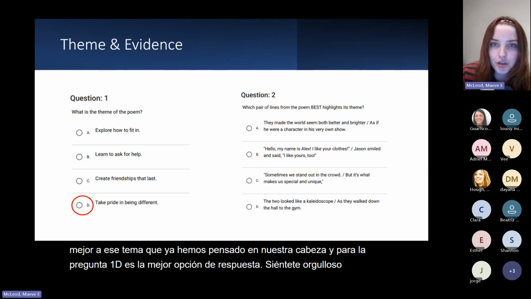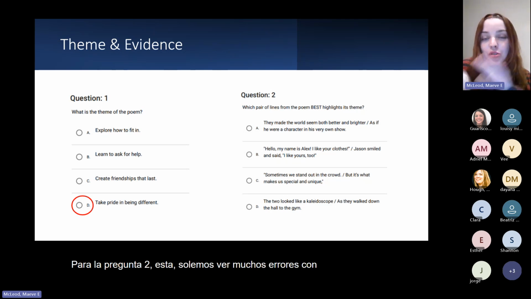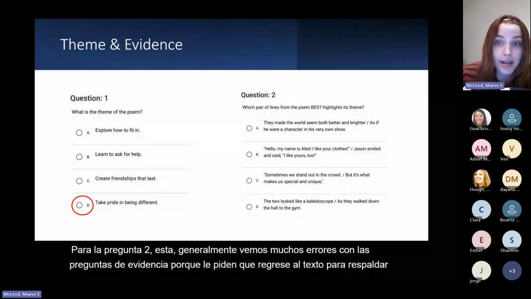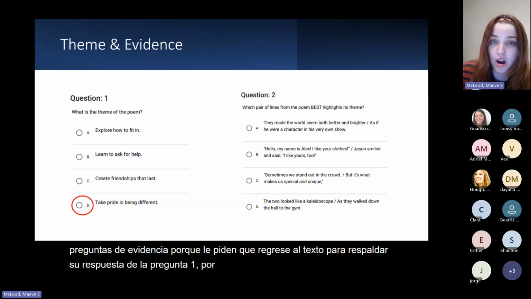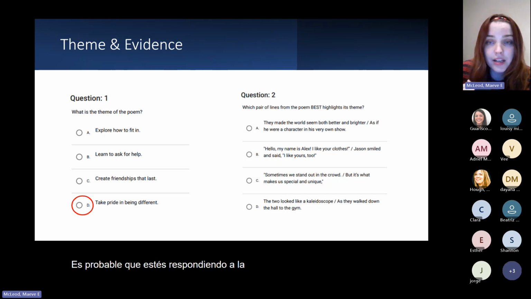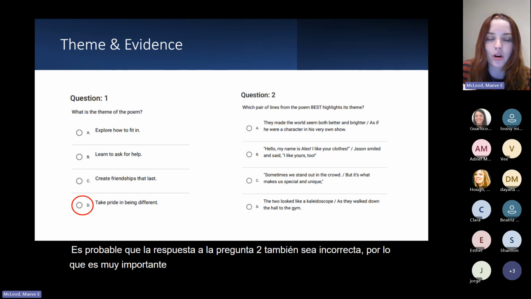For question 2, this one, we usually see a lot of mistakes with evidence questions because it's asking you to go back into the text to support your answer from question 1. So if you get your theme wrong in question 1, it's likely that your answer in question 2 is also going to be incorrect. So it's really important that we get that evidence to support our original question.